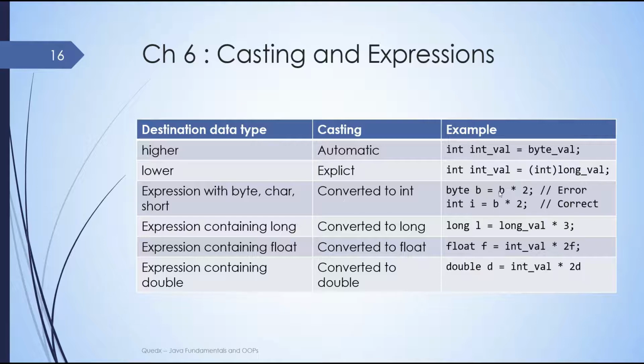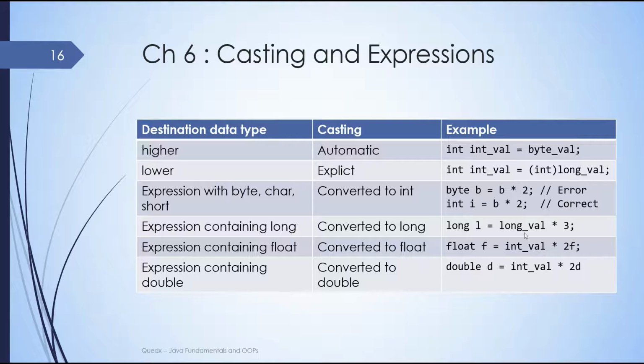In the third example, we have a byte, and all we are trying to do is take the byte and multiply it by 2 and again store it in a byte. So here, as we know, an expression is by default converted into int if int or lower data types are involved. So this particular expression is going to give us an error. Hence, in order to fix this, either we'll have to change the destination data type to int or do an explicit cast.